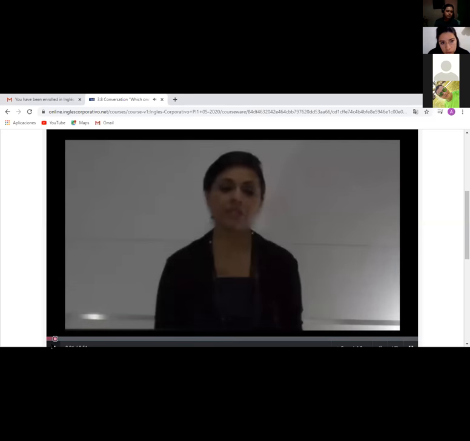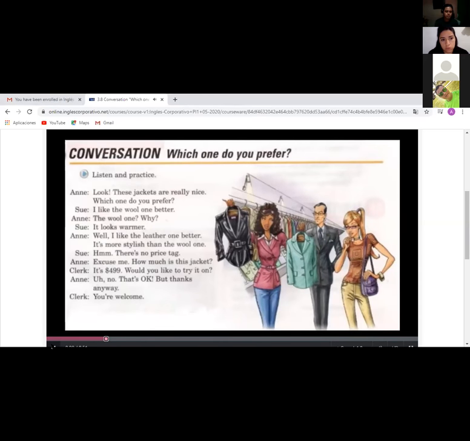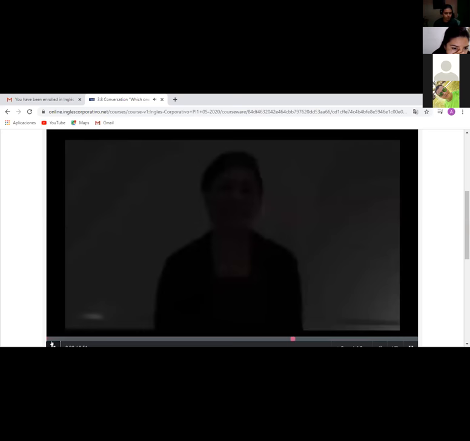In this lesson, participants will listen to a conversation and will be introduced to comparison with adjectives by expressing preferences. Which one do you prefer? Look, these jackets are really nice. Which one do you prefer? I like the wool one better. The wool one? Why? It looks warmer. Well, I like the leather one better. It's more stylish than the wool one. Hmm, there's no price tag. Excuse me, how much is this jacket? It's $499. Would you like to try it on? No. That's okay. But thanks anyway. You're welcome. Notice how the girls are talking about their preferences. In the next class, we will study how to express preferences and comparisons.